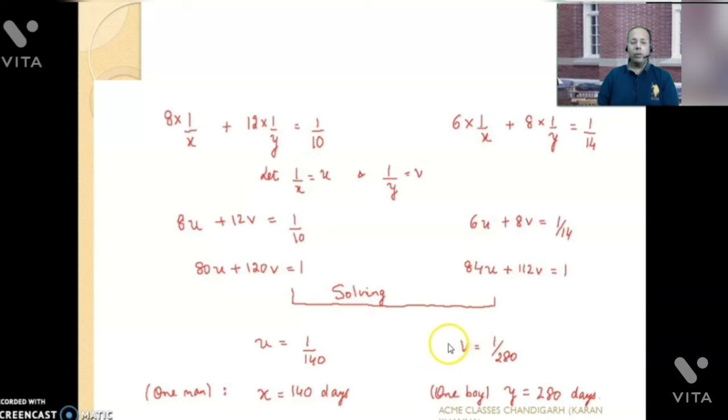But u and v were not the things that we assumed in the question. We assumed the number of days taken by one man alone to complete the job in terms of x, and in case of boys, the variable or the unknown selected was y. So 1/x is equal to u. So 1/40 is equal to 1/x. So x will be equal to 40 days. And similarly, v is equal to 1/y. So 1/280 is equal to 1/y. In other words, y is equal to 280 days.